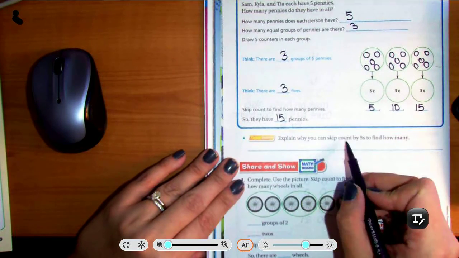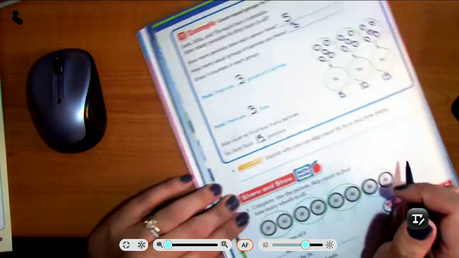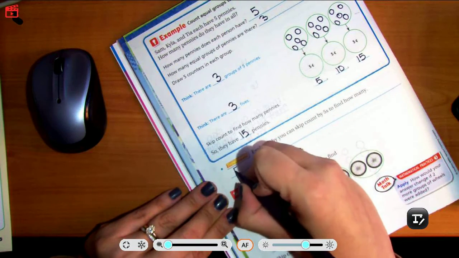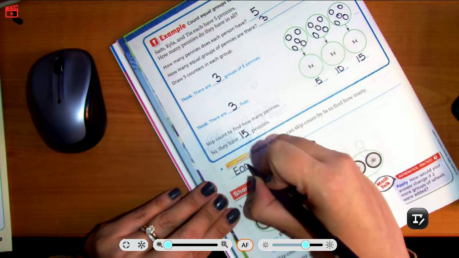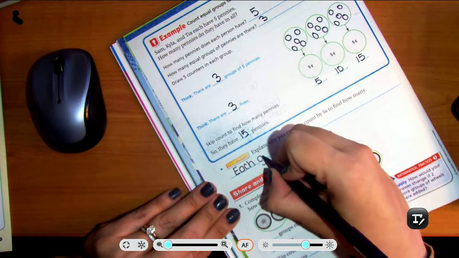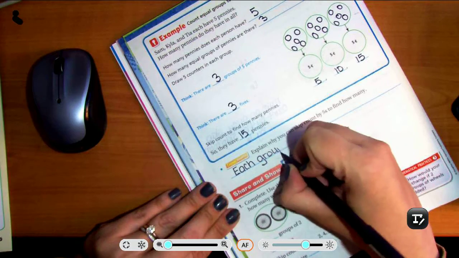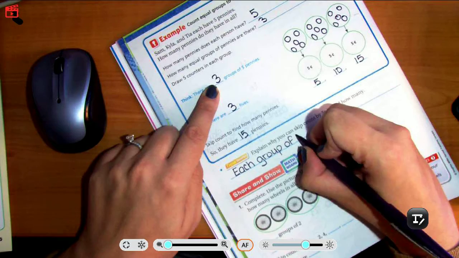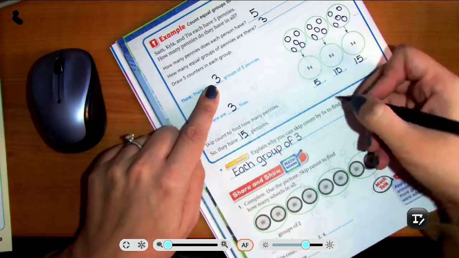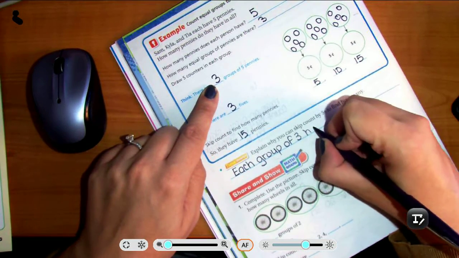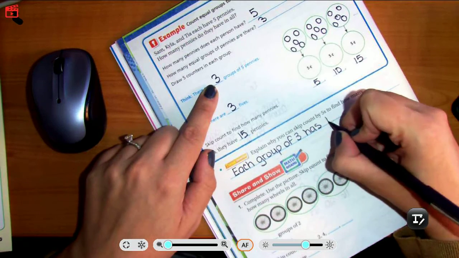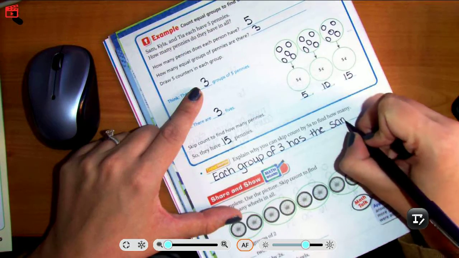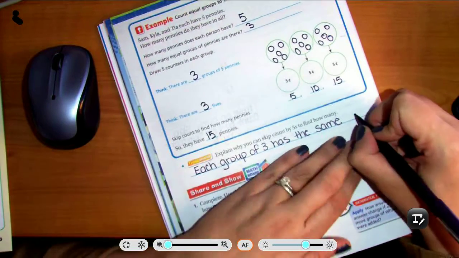Explain why you can skip count by 5s to find how many. Well, we can do that because each group of how many? 3 has the same amount.